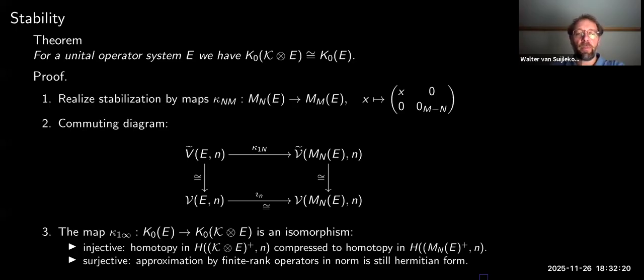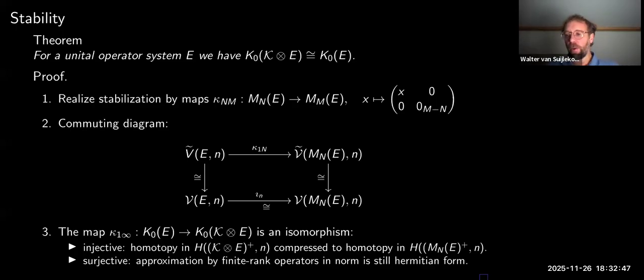And then surjectivity is a similar thing as with C-star algebras: you approximate by finite rank operators in norm, and then you don't lose the property of being a Hermitian form. That's again the surjectivity of this. And that shows me that this invariant V or V tilde of the compacts times E is actually isomorphic to the semigroup V of E. And so in particular, it applies to the Grothendieck group.